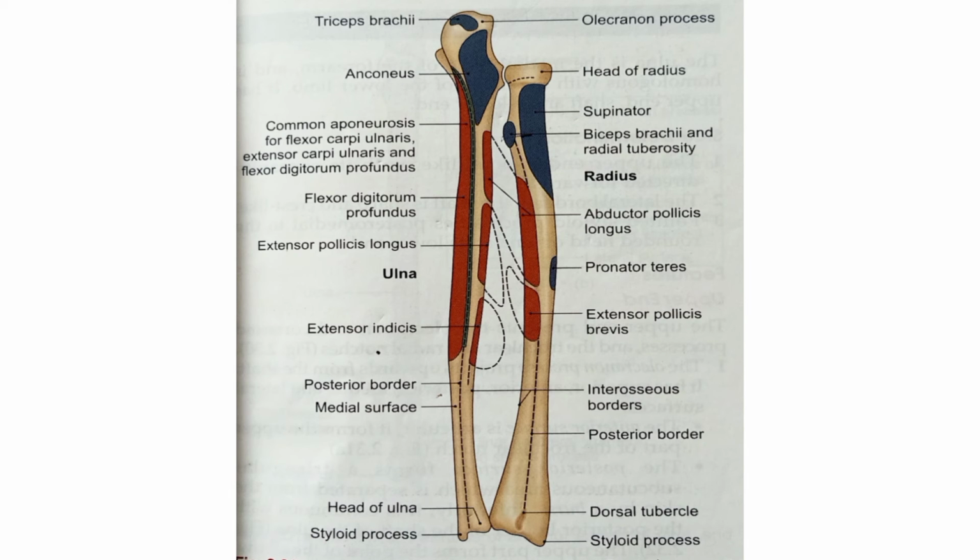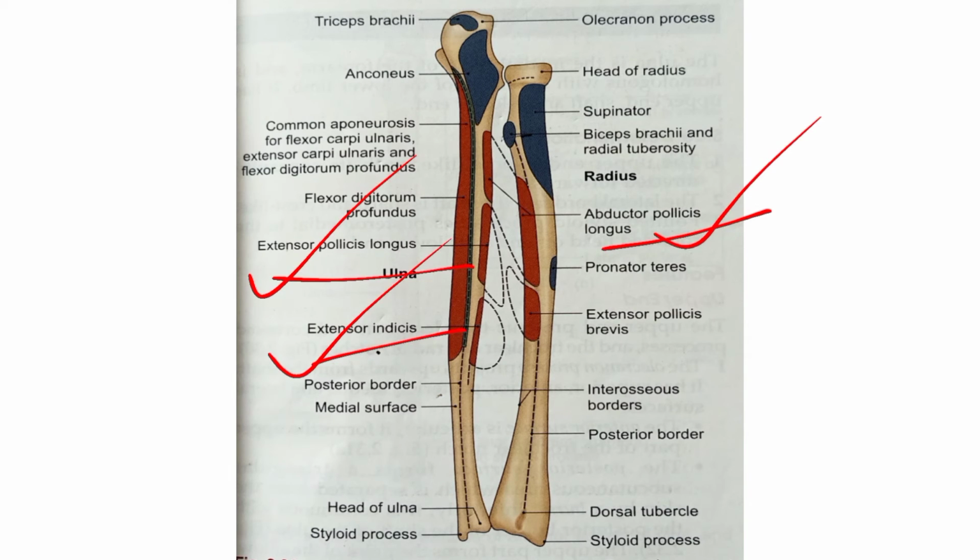The lateral part of the posterior surface gives origin from above downward to the abductor pollicis longus, extensor pollicis longus and extensor indicis. So the lateral part of the posterior surface gives origin from above downwards to these three muscles.